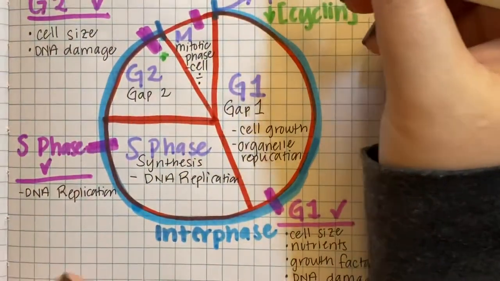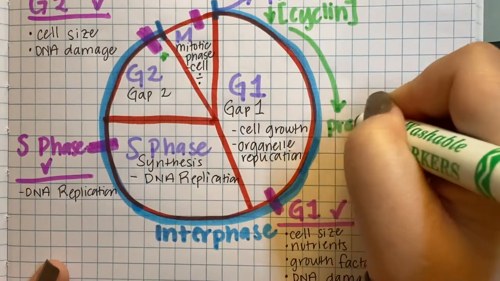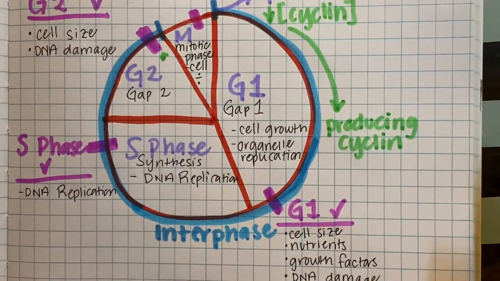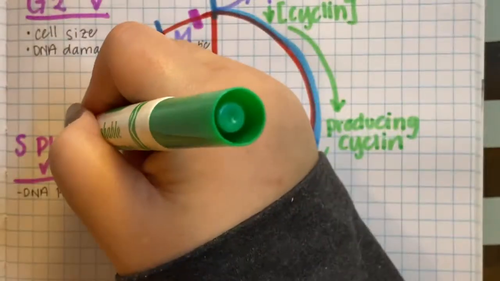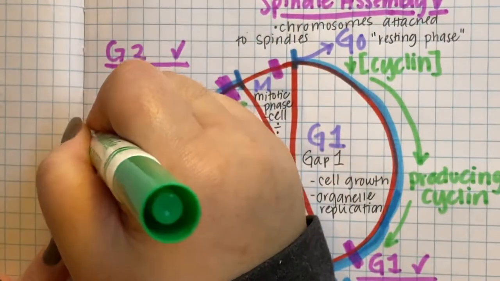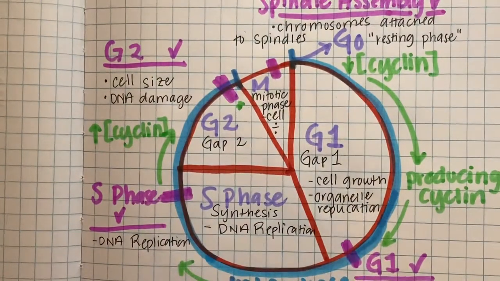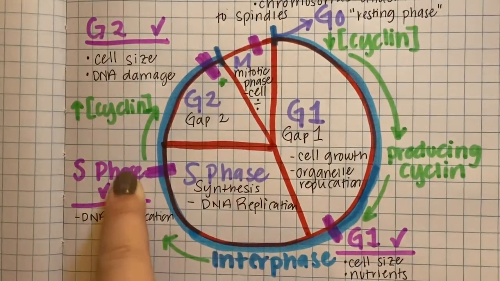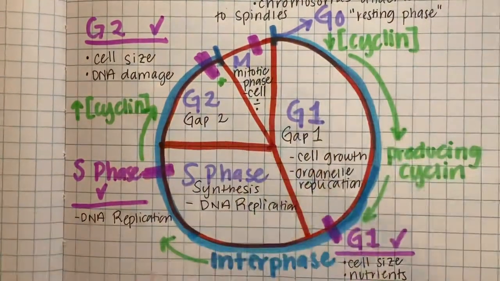As the cell goes through interphase, we're constantly producing cyclin. The cell is going through protein synthesis and producing more and more of this cyclin. So by the time it approaches its checkpoint, we now have a high concentration of cyclin. For this example, the cell spends interphase creating cyclin through protein synthesis, so that by the time we get to our next checkpoint, we'll have an increased amount of that cyclin.